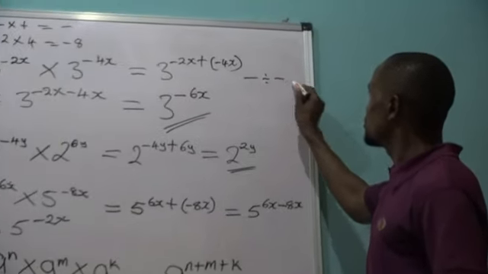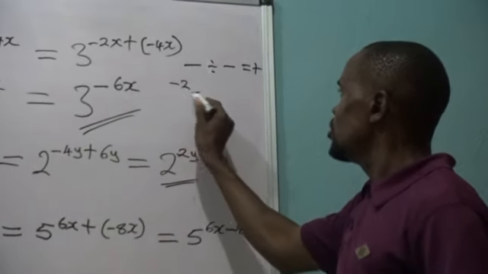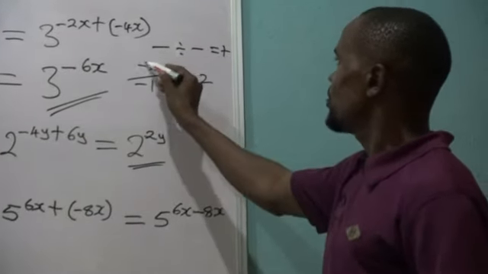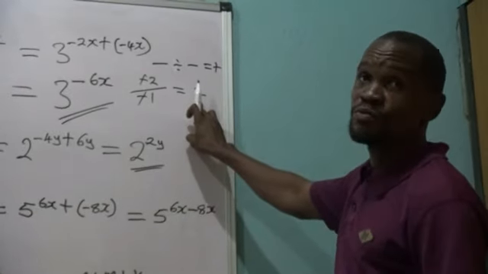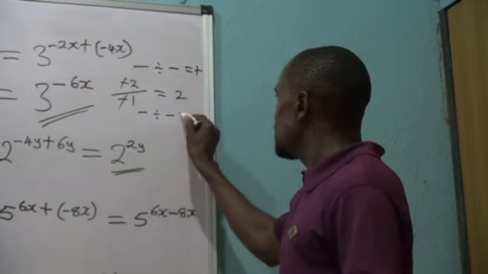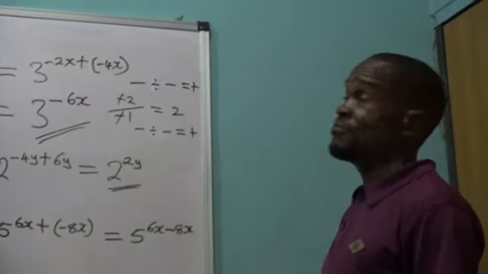Minus divided by minus, the answer is what? Plus. What does it mean? Minus 2 divided by minus 1. The answer is 2. This minus will kill this minus, giving me 1, divided by 2 will be 2. So minus divided by minus, the answer is what? Plus. The answer will give me positive.